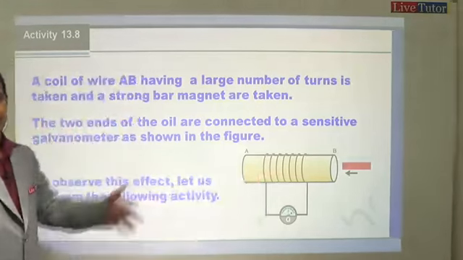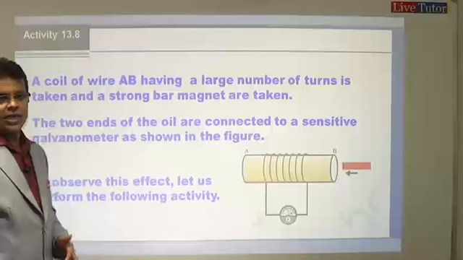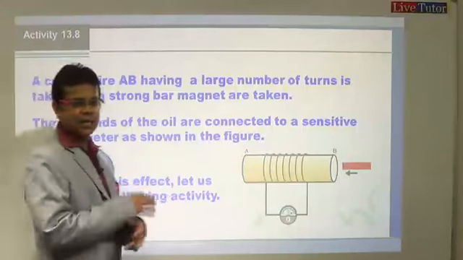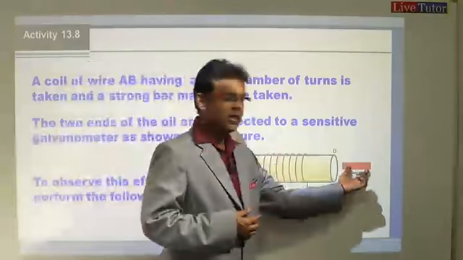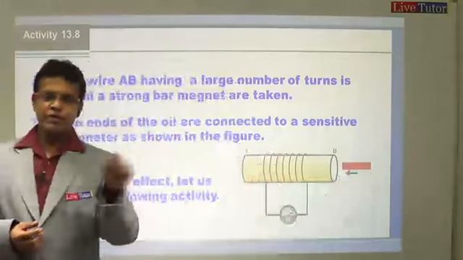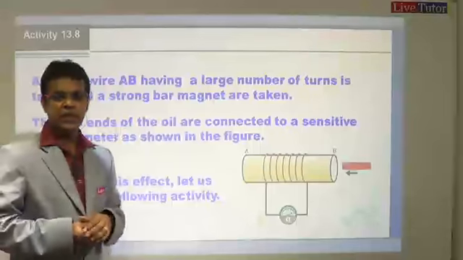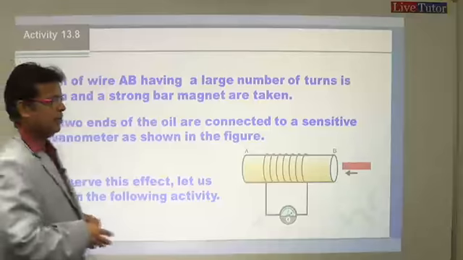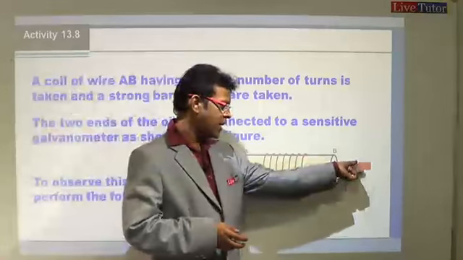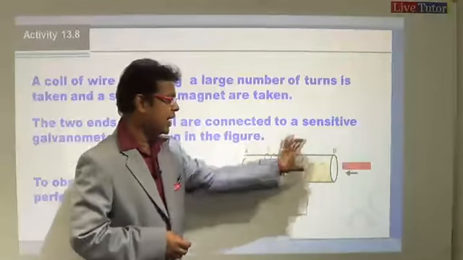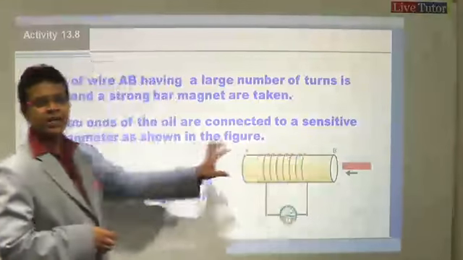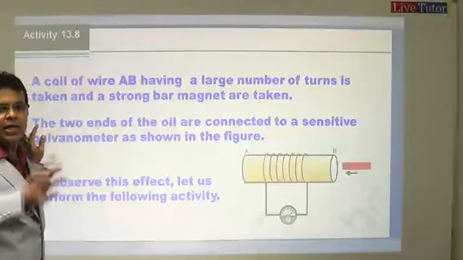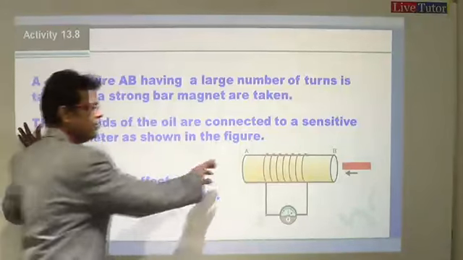A coil of wire AB having a large number of turns is taken, and a bar magnet is taken. We are going to investigate by using this bar magnet. By moving it in a to and fro direction, we can change the magnetic field. Or we can keep the magnet at a stationary position and move the conductor like this. These are the two methods, relative motion of a conductor and a magnetic field.